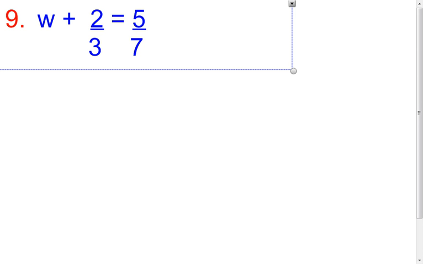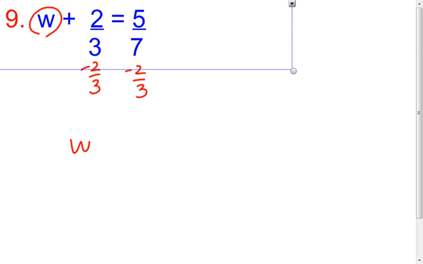All right, now we've got fractions. I do not want you to freak out about fractions, okay? We just can't have fraction phobia. But I still want to isolate this w right here. So I need to subtract 2/3 from both sides.